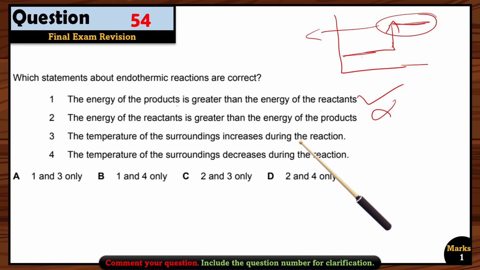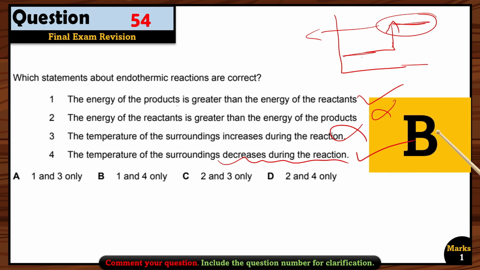So that's why this option is wrong. The temperature of the surrounding decreases during the reaction. So options 1 and 4 are the right options. That is option B. Okay, so option B is correct.